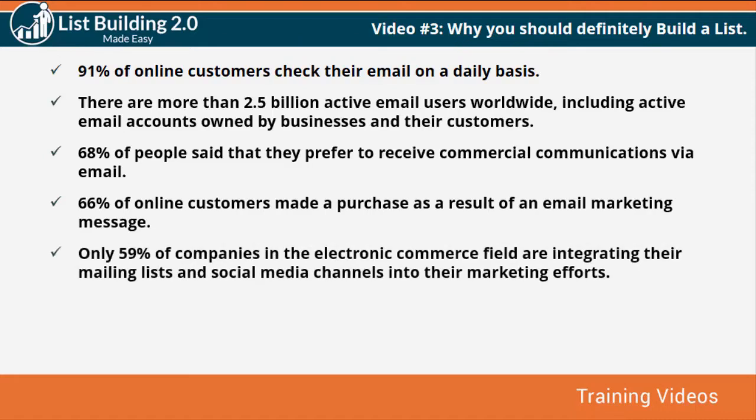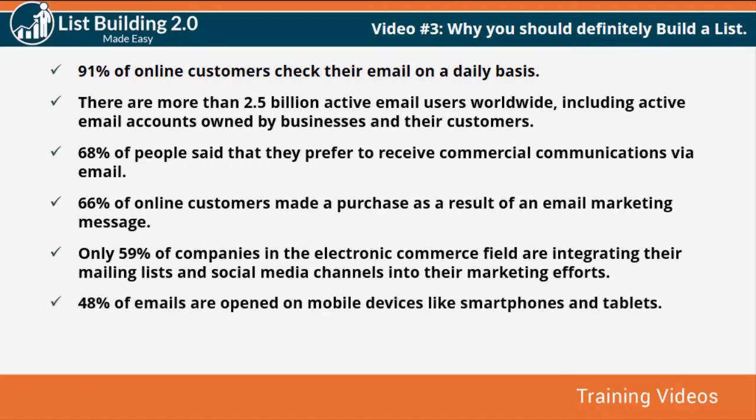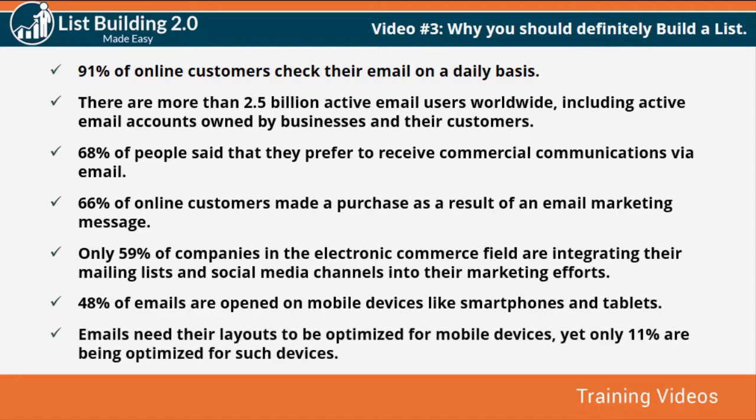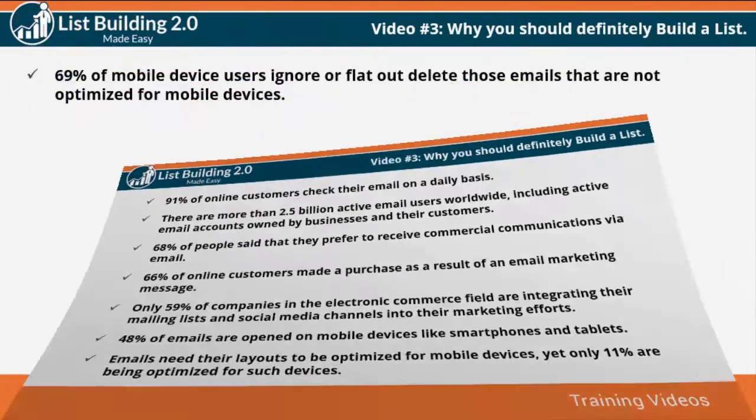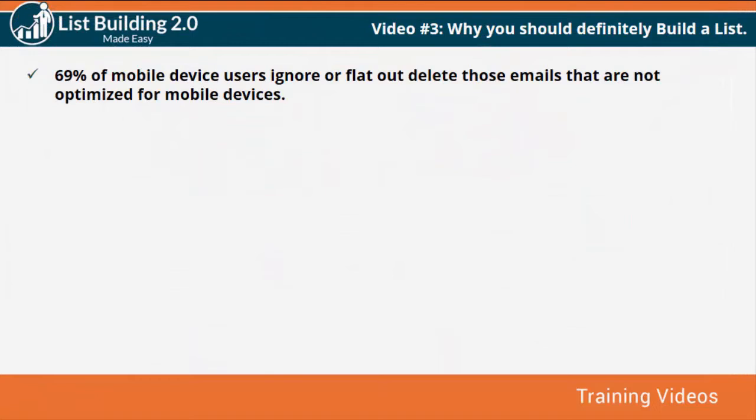Only 59% of companies in the electronic commerce field are integrating their mailing lists and social media channels into their marketing efforts. 48% of emails are opened on mobile devices like smartphones and tablets. Emails need their layouts to be optimized for mobile devices, yet only 11% are being optimized for such devices. 69% of mobile device users ignore or flat out delete those emails that are not optimized for mobile devices.